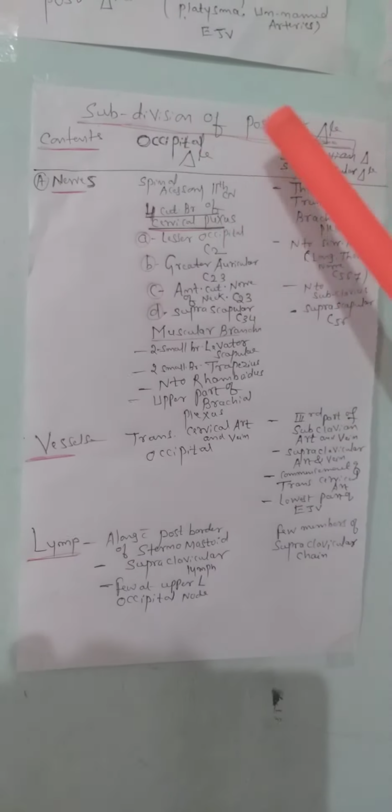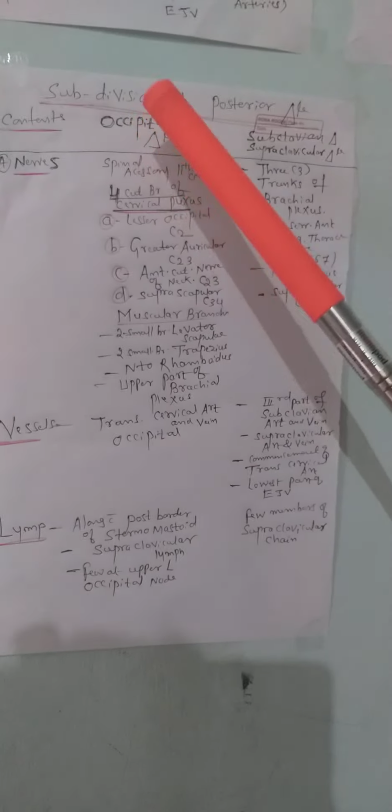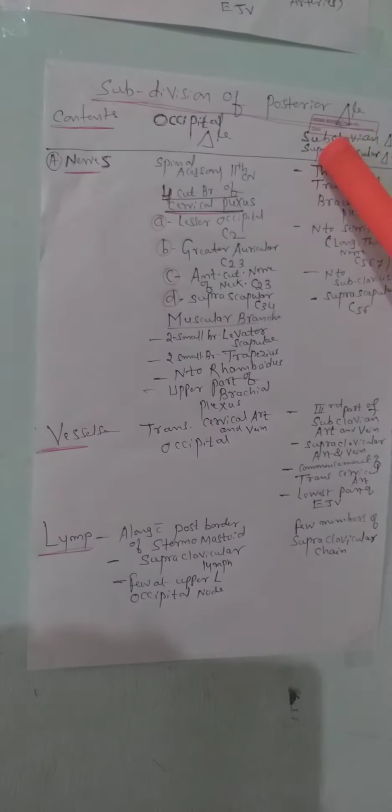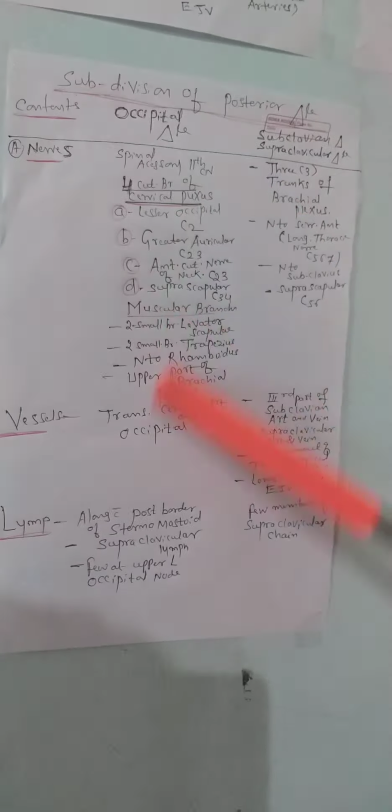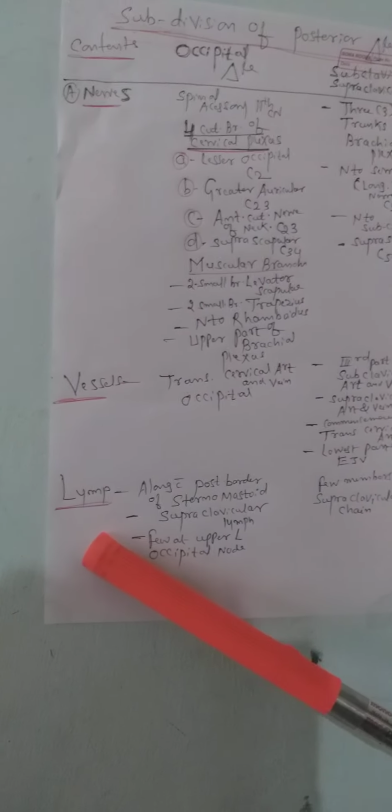These are the contents. Subdivision of the posterior triangle: the greater upper part and the lesser lower part. The greater occipital part is called the occipital triangle. The lower part is called the subclavian triangle or supraclavicular triangle. These are the different contents: the nerves, the vessels, the lymph. This has to be known. Is it clear? Now I will explain in detail.